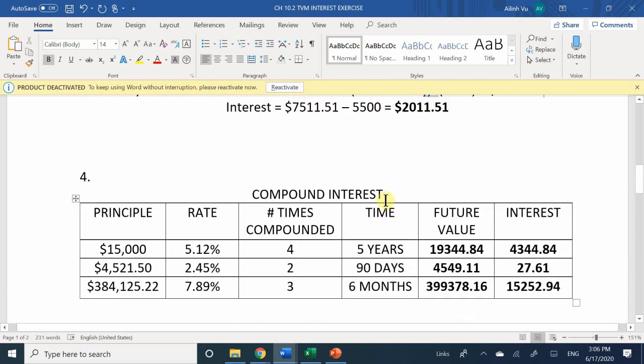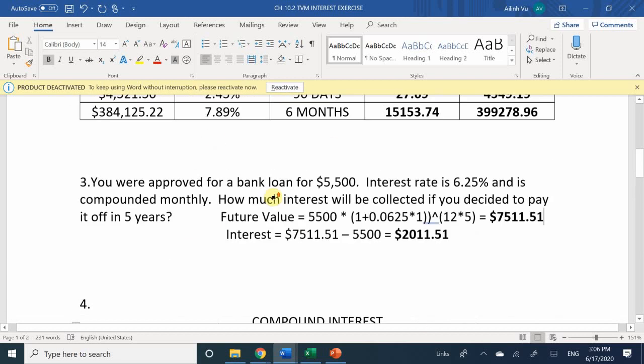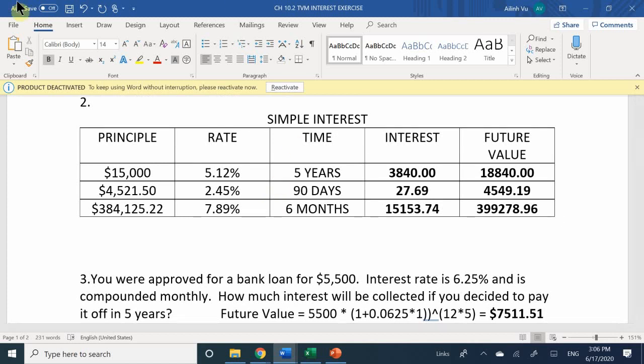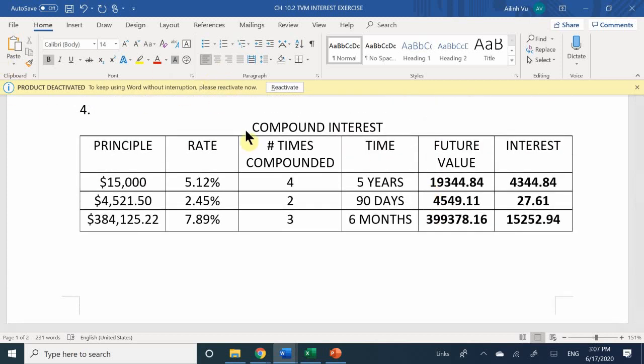Now, another thing that's also a key factor is, for example, in my simple interest for this equation here, for my $4,521, my interest was $27.69. When compared to my actual compounded one, mine was only $27.61. So here I had a difference of 8 cents.